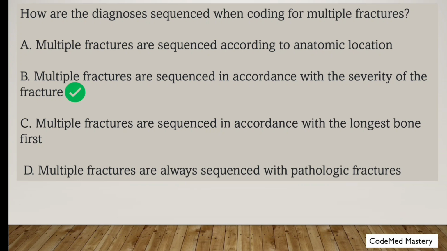The correct answer is option B, multiple fractures are sequenced in accordance with the severity of the fracture. An important tip for your CPC exam preparation is that whenever you see important guidelines like this, please make a note of them. Next question.